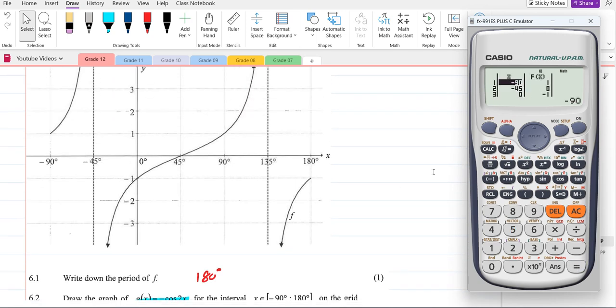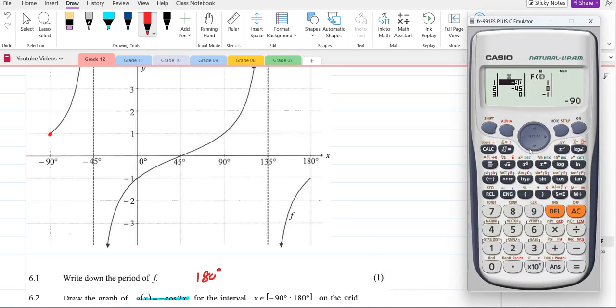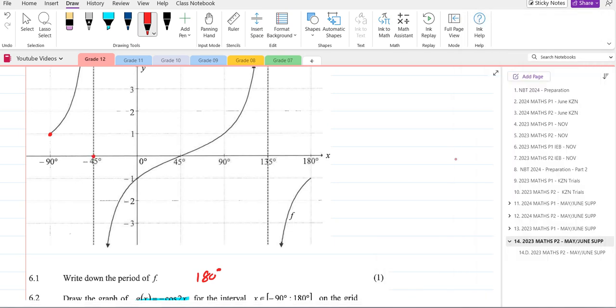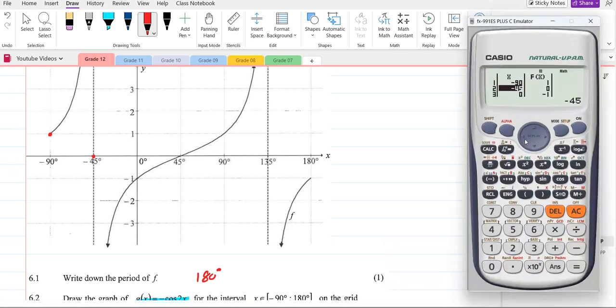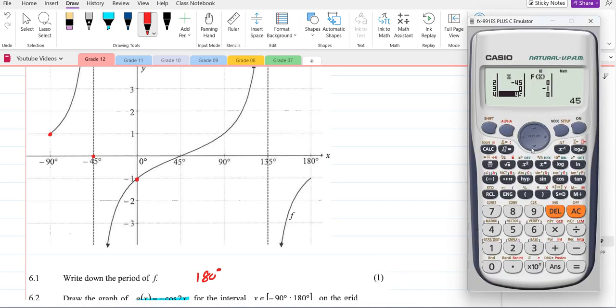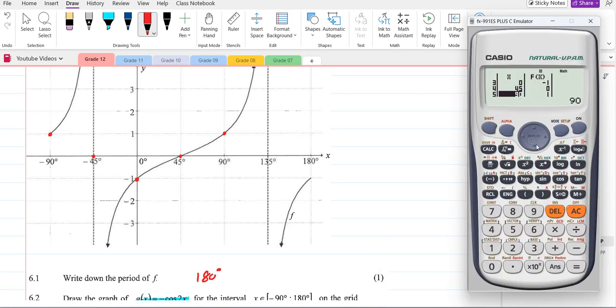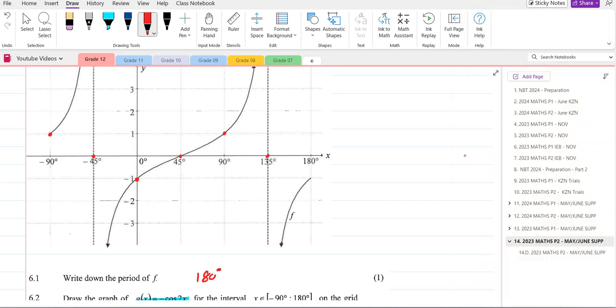At minus 90 it is 1, at minus 45 it is 0. That's a cos graph, right? At 0 it is minus 1. Then at 45 degrees it is 0. Then because it's symmetrical, at 90 you're going to get 1. At 135 I will get 0, and at 180 I will get minus 1. So there's your graph here.